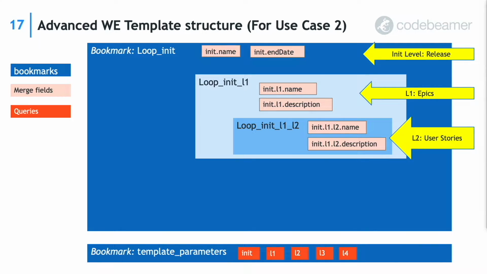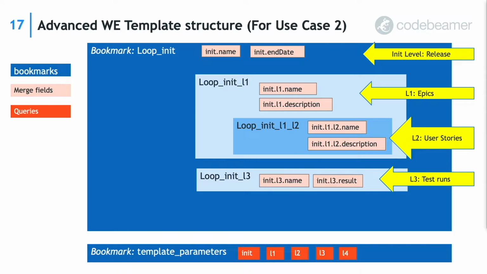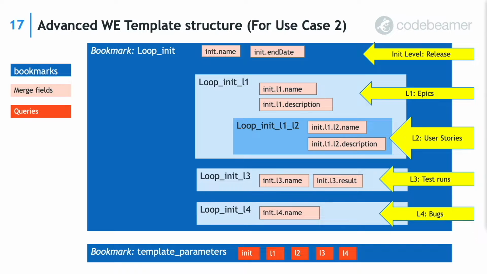As the next step, I'm inserting the level of the user stories. That will be L2. Since they depend on epics, there will be an additional nesting within L1, and as you can see, the multi-level dependencies, user requirements on epics, epics on release, is represented in the syntax init.l1.l2. Last but not least, I'm incorporating level 3 for test runs and level 4 for bugs. As they are dependent on release directly, they will get nested into the init loop as the epic level.